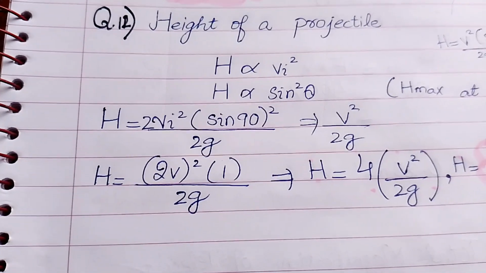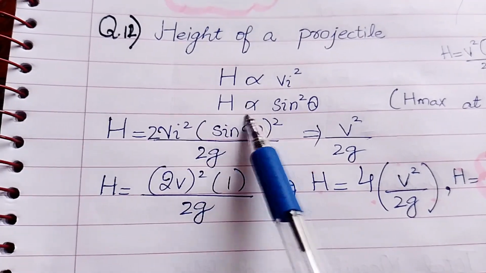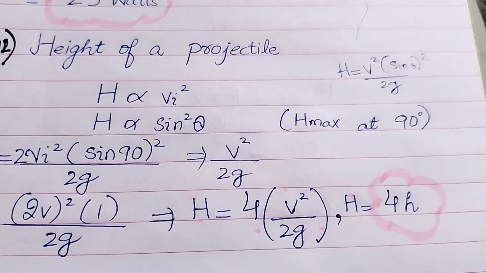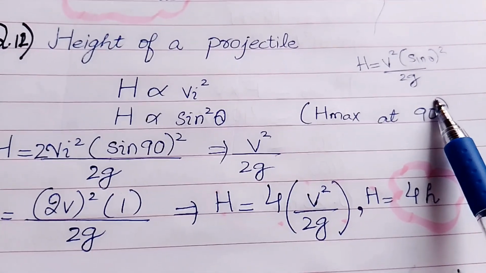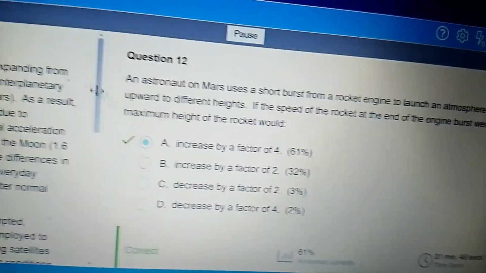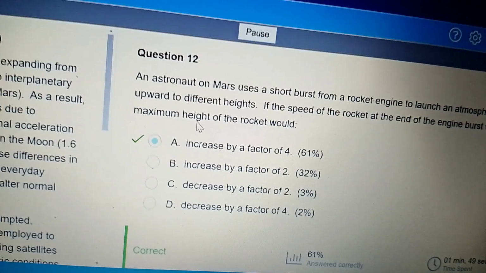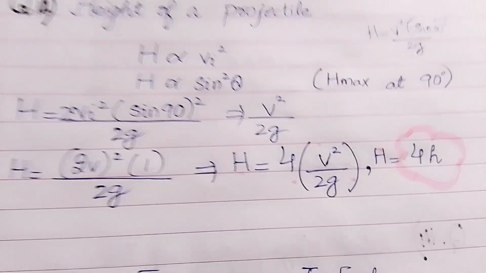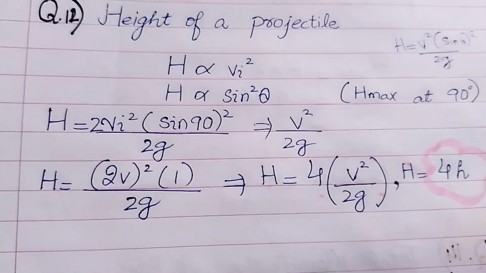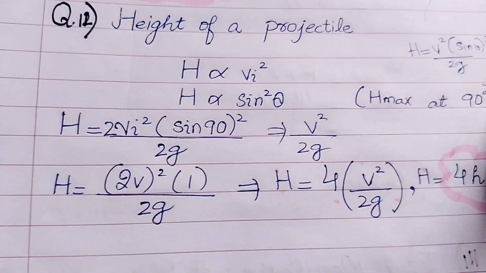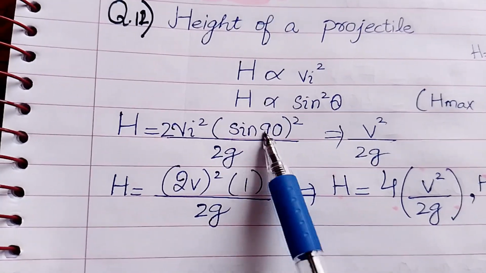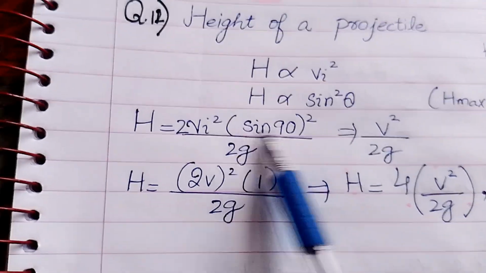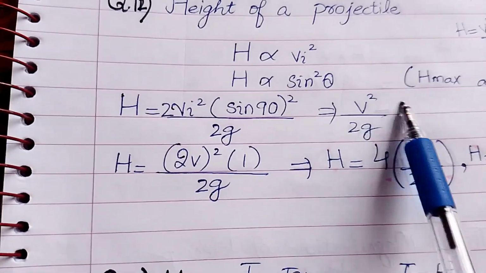This is very important. In this case, the projectile is at maximum height at 90 degrees, and here we have been given the maximum height of the rocket. So we will use 90 in the place of the angle theta. Sine 90 is equal to 1, so we can just write v squared over 2g.